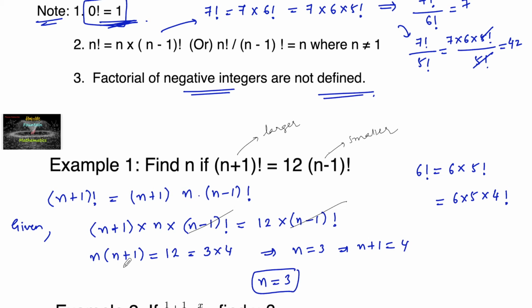Or just by solving this quadratic equation, we will have n square plus n minus 12 equals 0, so that we can write here n minus 3 into n plus 4, which equals 0. So we'll have n is equal to 3 or n is equal to minus 4. n equal to a negative integer is not defined as per note point 3. So we can just conclude our answer n is equal to 3. Okay, right. Let us see another example.